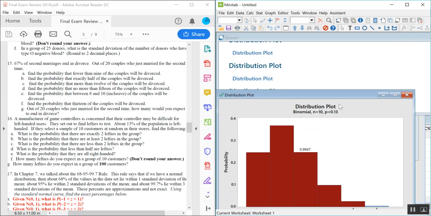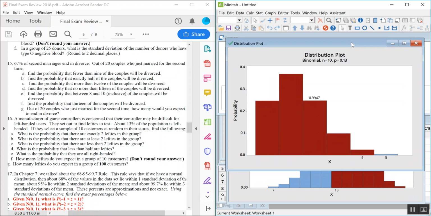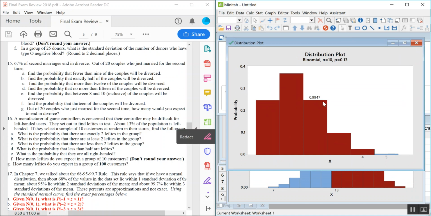Ooh, it's like everything. Well, it's pretty much everything. 0.9947. So that's like everything. Pretty much everybody is not left-handed, which isn't too shocking since it's only 13% of individuals. Okay, so probability that they're all right-handed. That's 0 lefties, so you can leave yourself sitting on box 0 to get that.